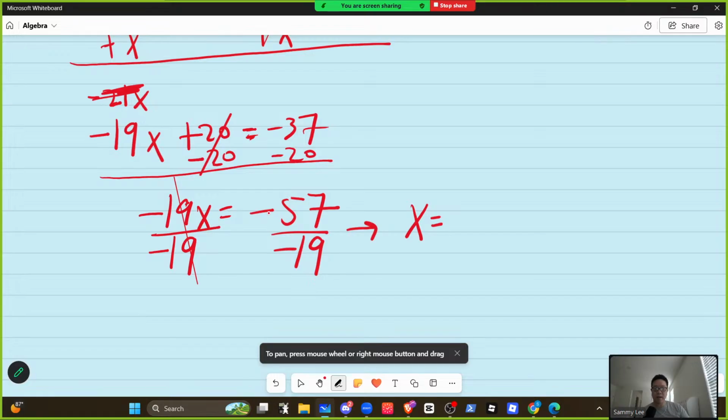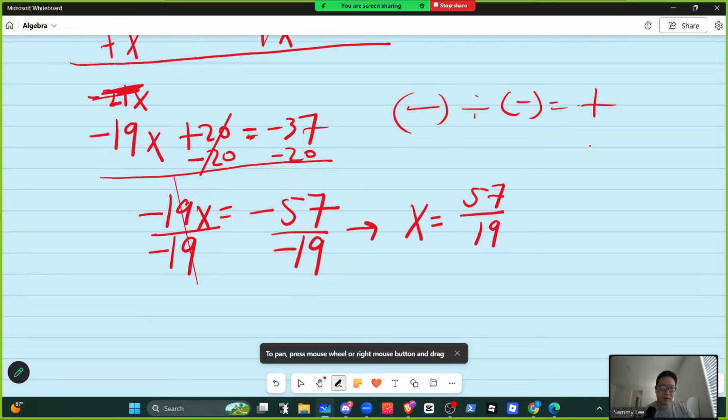Now here we're dividing a negative 57 by a negative 19. What happens if you divide a negative by a negative? It's positive. Yeah, it's positive. So we're going to get a positive 57 over 19. Now, is 57 divisible by 19? 9 times 3 is 27. 3 times 1 is 3. Add 2, 57. So 19 goes into 57 evenly 3 times. So our answer is going to be 3.